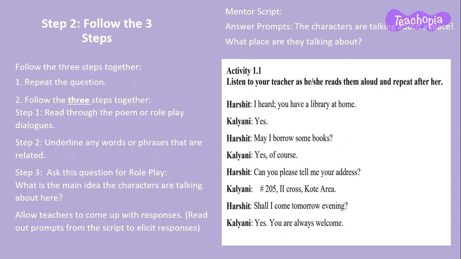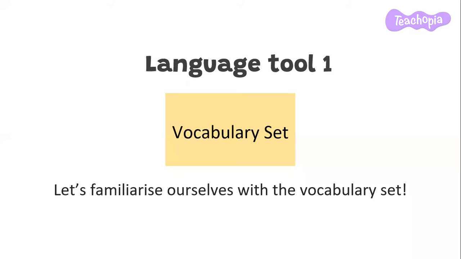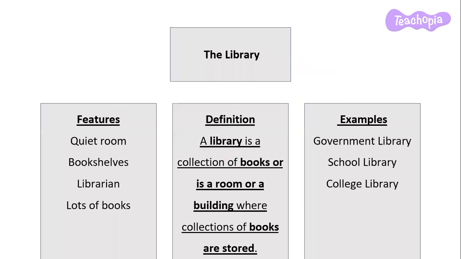Now that we have got the main idea for this role play is library, let us look at the vocabulary set for the topic library. As you can see, there are three categories for the word library, which is features, definition, and example. The definition can be a library is a collection of books or is a room or a building where collection of books are stored. So here you can see some of the words which are in bold, like library, books, room, building, and collection of books that are stored. And features of the topic library can be quiet room, bookshelves, librarian, lots of books. An example can be government library, school library, and college library.